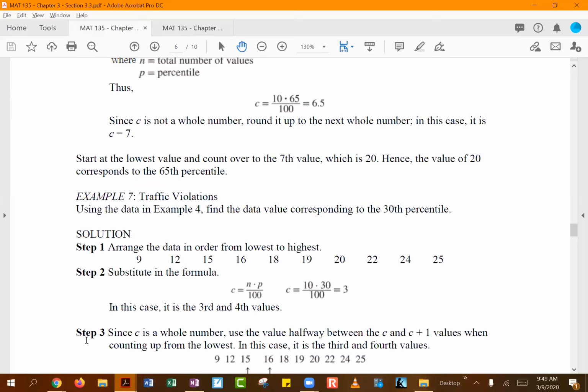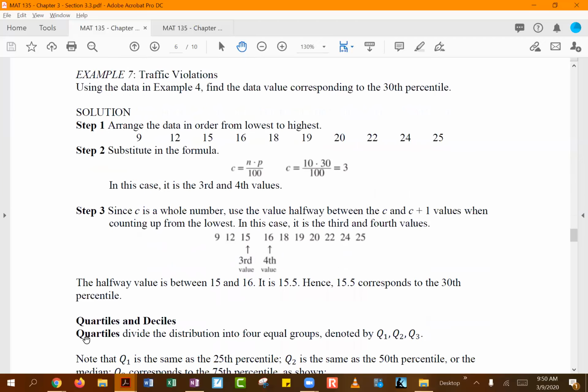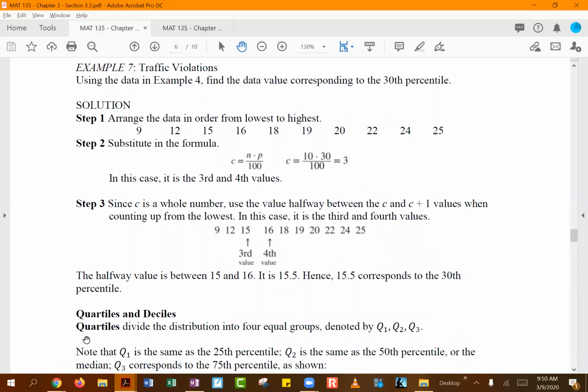Now, going back to that example for traffic violations, they're asking us to now find the data value for the 30th percentile. So same thing, 10 times 30 divided by 100, which gives you a position of 3. So a whole number means you go halfway between that number and the one next to it. So you would be going halfway between the 3rd and the 4th values. In your list, the 3rd value is 15, the 4th value is 16, halfway between that is 15.5, right? So 15.5 would correspond to the 30th percentile.